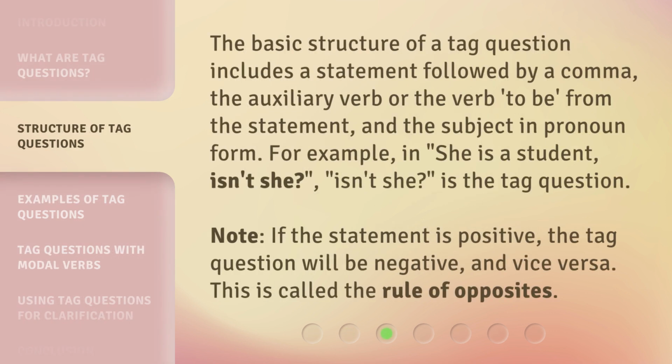The basic structure of a tag question includes a statement followed by a comma, the auxiliary verb or the verb to be from the statement, and the subject in pronoun form. For example, in "She is a student, isn't she?" "Isn't she?" is the tag question. Note, if the statement is positive, the tag question will be negative, and vice versa. This is called the rule of opposites.